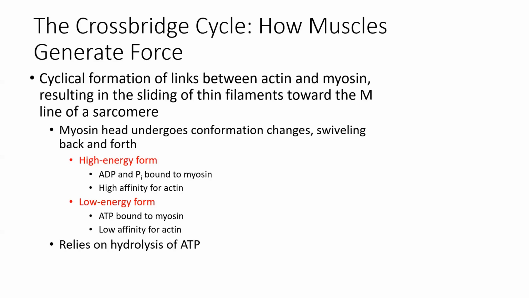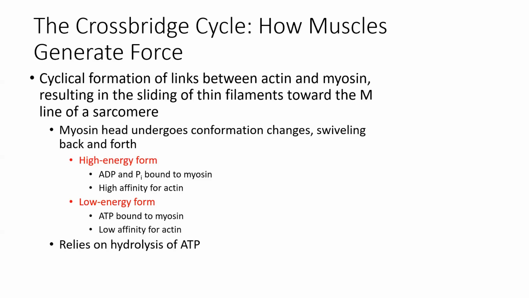Now, in its low energy state, this is when it has ATP bound to it. So not in the hydrolyzed state, we just got ATP bound. And this is when it has a lower affinity for actin, and it's going to want to lose contact or break away from actin. And that is what is going to break that cross-bridge cycling.